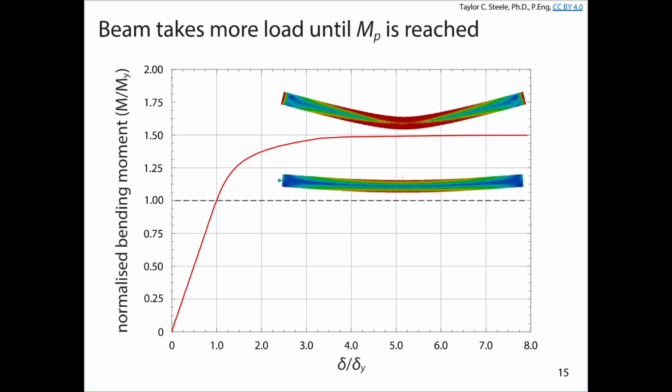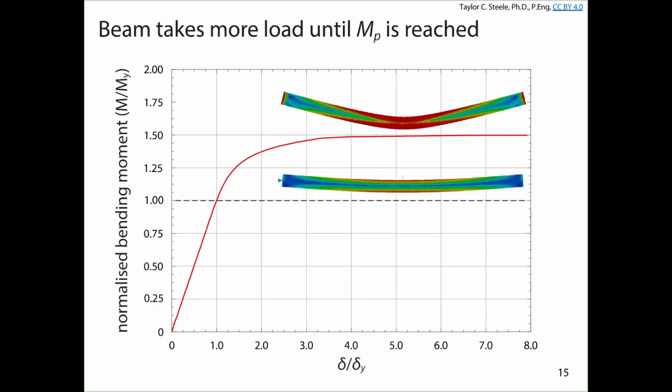What I'm showing here is the moment that was applied to the beam relative to the yield moment. And so at the yield moment, we get this kind of behavior, starting to yield at the extreme fiber above and below the neutral axis. And then as we yield more and more of the cross-section, we start to lose stiffness, and then the strength of the beam plateaus at this plastic moment resistance. And for rectangular beams, we can get up to 50% more moment out of the cross-section when we allow the beam to achieve the plastic moment resistance.